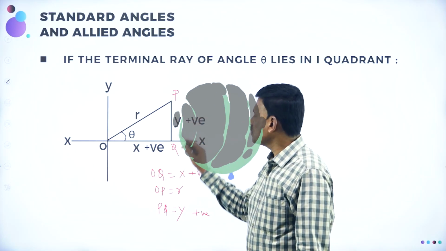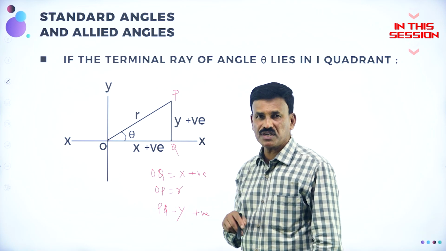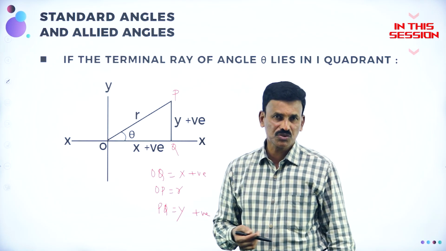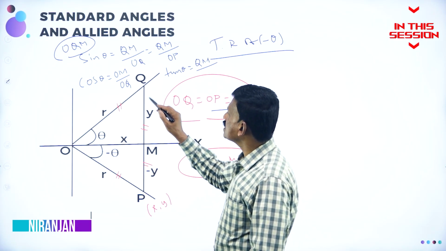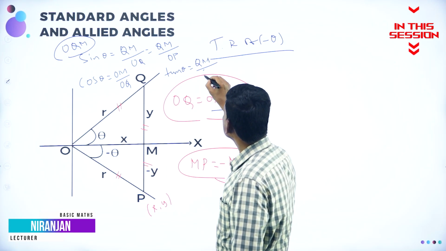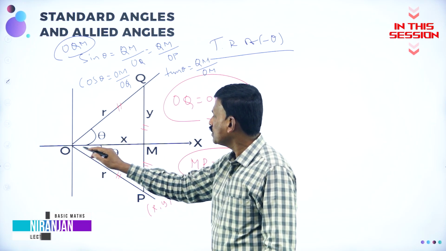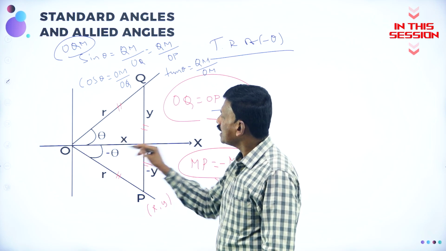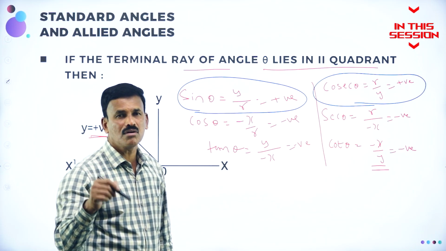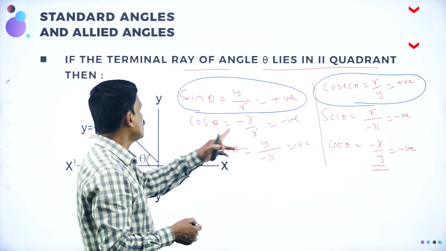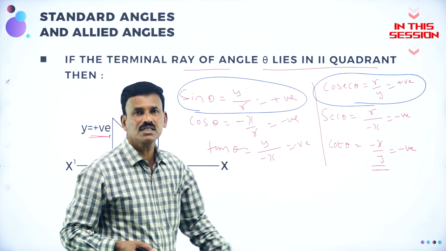Since x is positive, y is positive, we know r is always positive because r is equal to square root of x square plus y square. Root of x square plus y square is always a positive number. Tan theta is opposite by adjacent, that is nothing but QM divided by OM, right? So that is nothing but QM divided by OM, opposite by adjacent. Sin theta and cosecant theta are positive and the remaining all ratios are negative. Cos theta is negative, tan theta is negative, cot theta is negative, and secant theta is also negative.